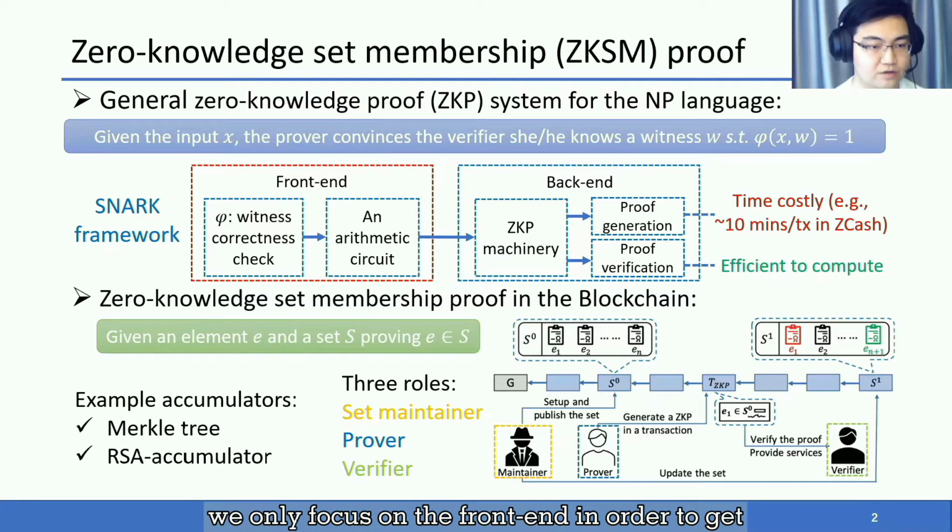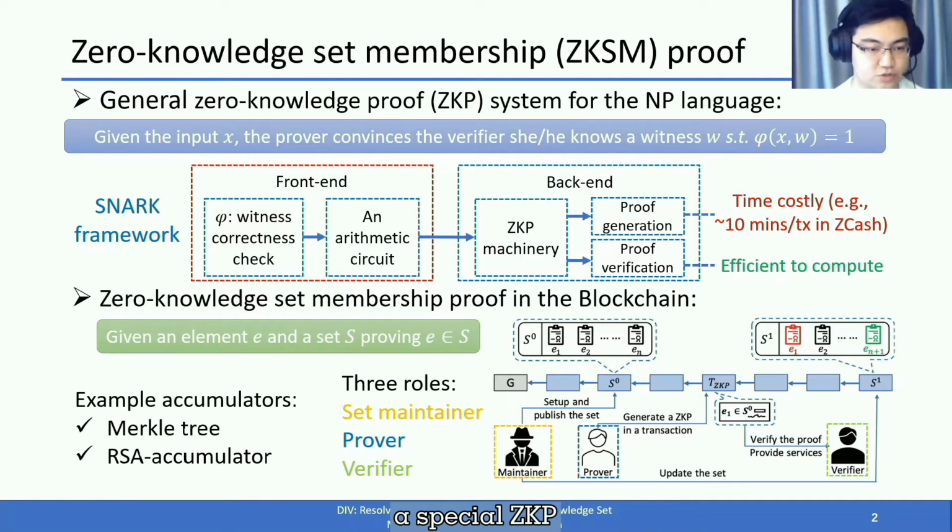In this work, we only focus on the front end in order to get more efficient circuit without touching any cryptographic implementation. More specifically, we target on a special ZKP called zero-knowledge set membership proof, which is to prove an element belongs to a set without revealing the element.